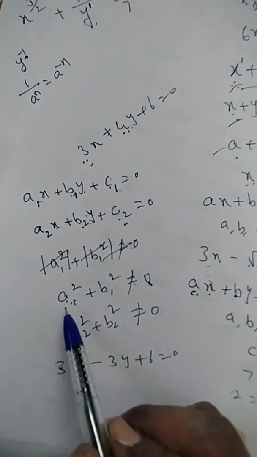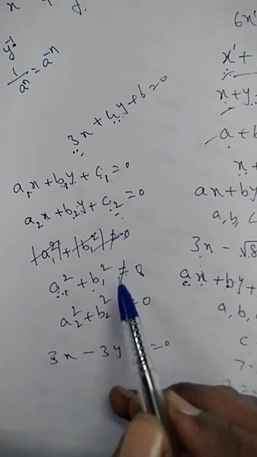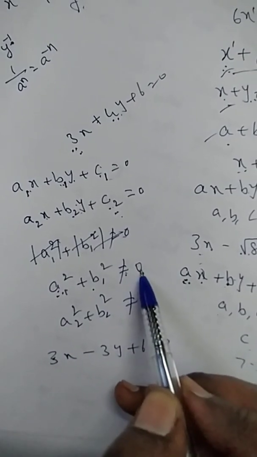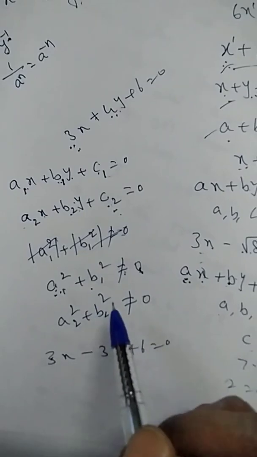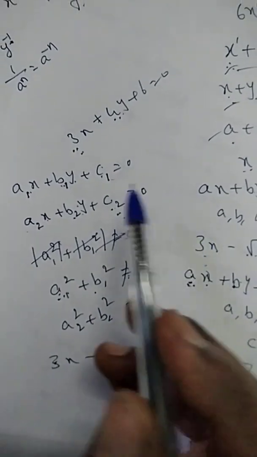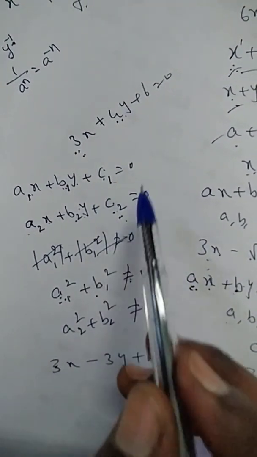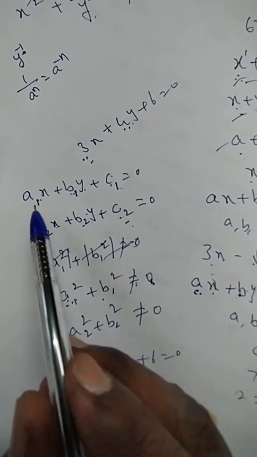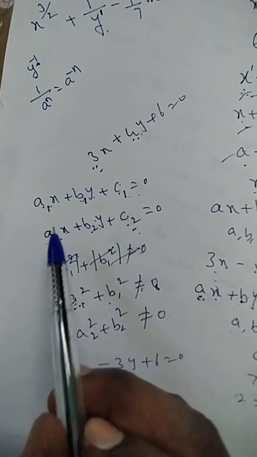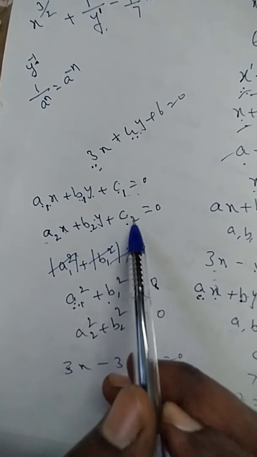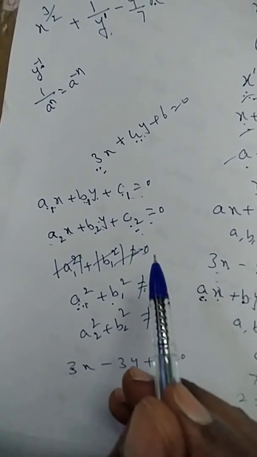What we are taking as the condition is a1 square plus b1 square is not equal to 0 for the first equation. The second equation is also the same: a2 square plus b2 square is also not equal to 0. These are the conditions for this pair of linear equations in two variables: a1x plus b1y plus c1 is equal to 0, a2x plus b2y plus c2 is equal to 0. Okay.